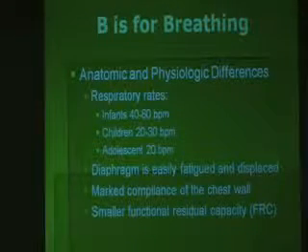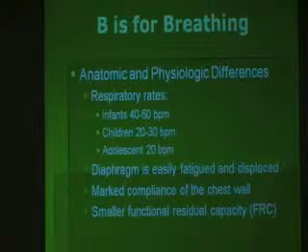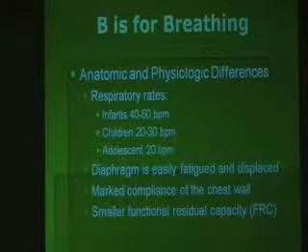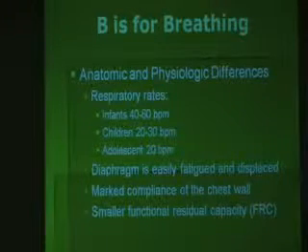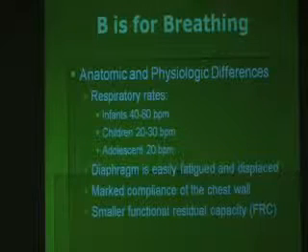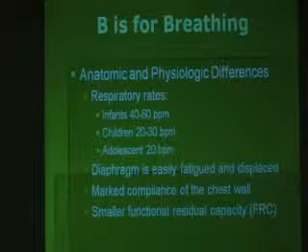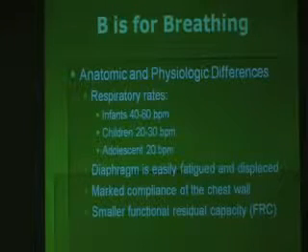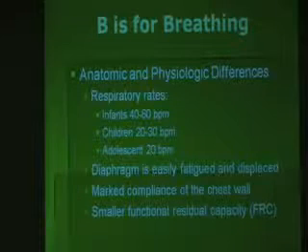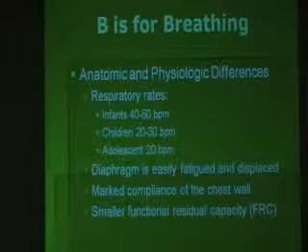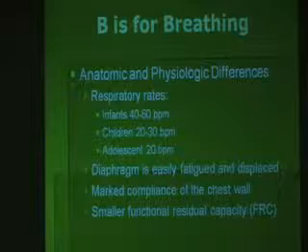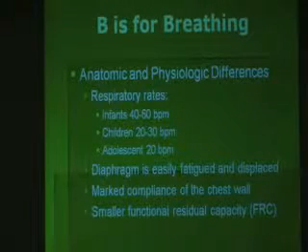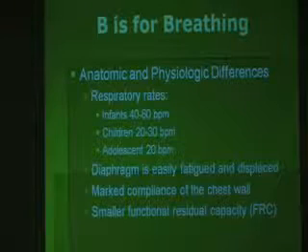Some of the anatomic and physiological differences in breathing in these kids: you can see infants breathe at much higher rates than you or I do. Children around year 8 probably become like an adult. They start to breathe around 20 breaths per minute. And in kids, the diaphragm is usually fatigued and displaced. They have increased compliance of their chest wall and a smaller functional residual capacity, which means they have a shorter amount of time before they become hypoxic and cyanotic.